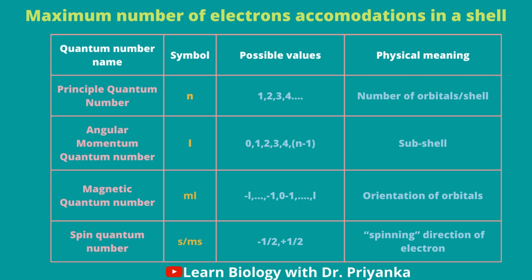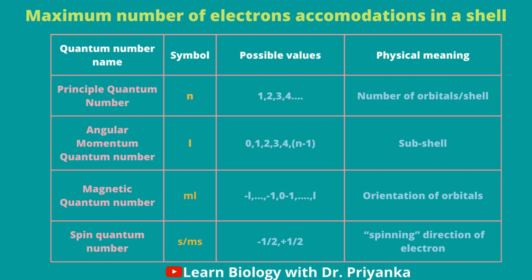The possible values we can put for the principal number are 1, 2, 3, 4, where its physical meaning is the number of orbitals present in any atom. In the case of angular momentum, we can put possible values 0, 1, 2, up to n minus 1, where n is the number of orbitals, and it defines the subshells. The magnetic quantum number defines the orientations of the orbitals and we can calculate its value from minus l to plus l. Similarly, the spin quantum number denotes the spinning direction of the electron, that is, upwards or downwards in nature, and the possible values are minus half or plus half.